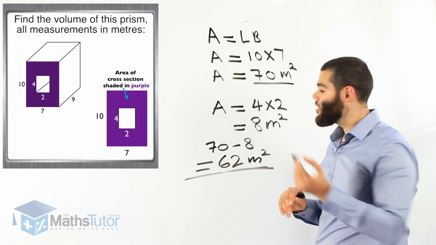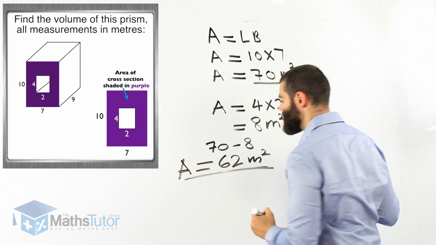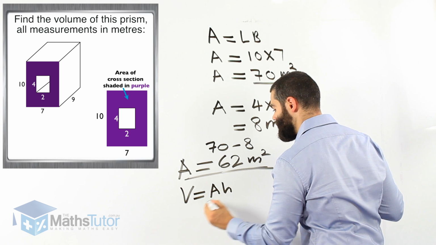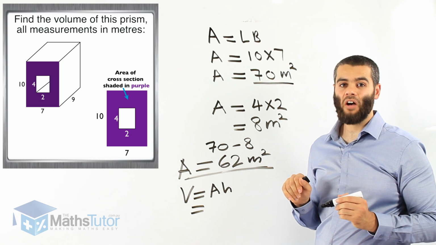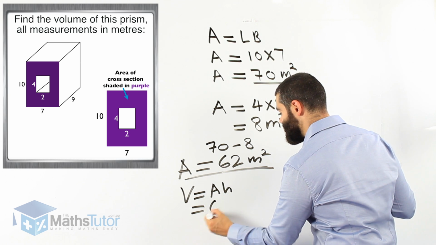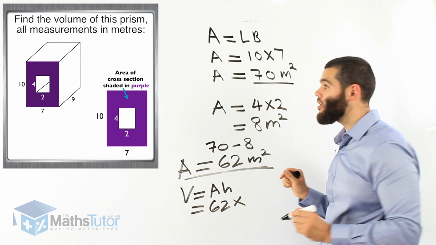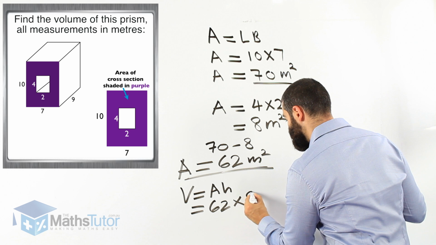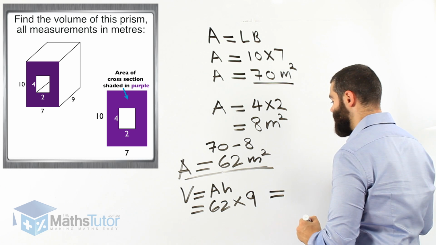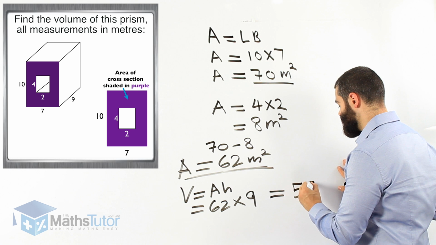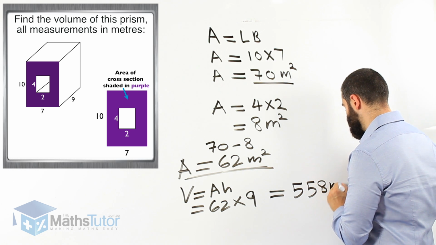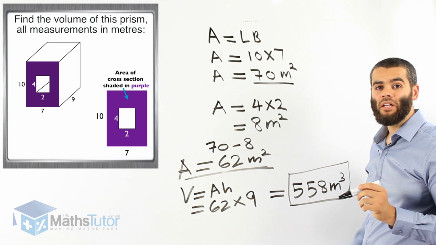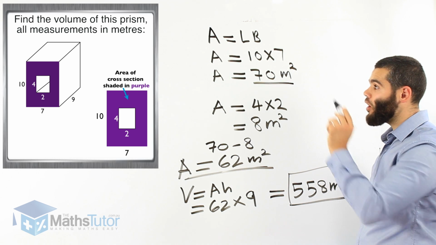Now we multiply. We have worked out the area of the cross section. V equals AH. We know area times height. The area is 62. And the height of this prism, or the depth of this prism, is 9. So 62 times 9. Our volume is 558 cubic meters. That is the actual volume of this solid.